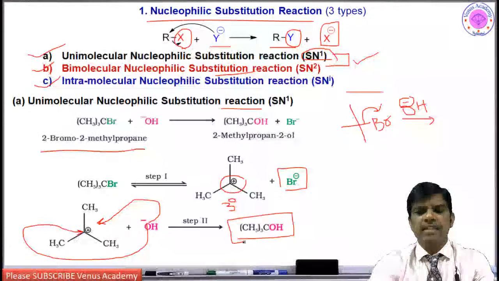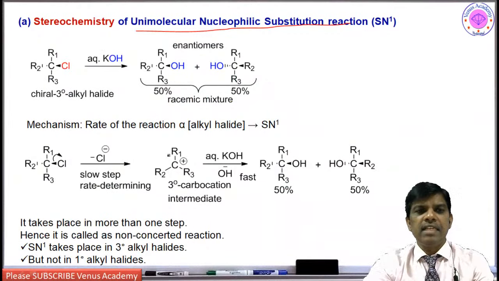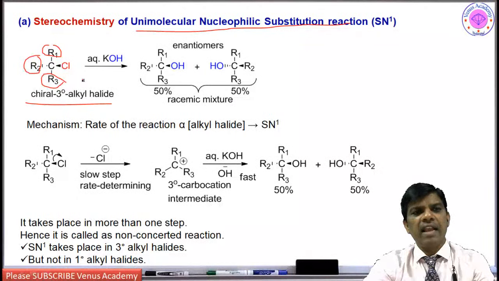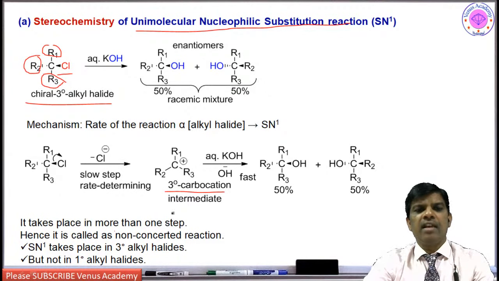So in a similar manner, the stereochemistry of the unimolecular nucleophilic substitution reaction. What is happening? Since it is forming a carbocation, let us say R1, R2, R3 are different groups, and it is a chiral compound. I am going to explain what chirality and optical activity are in this video itself. If it is a tertiary alkyl halide and an optically active chiral compound, when I treat it with OH minus, what is happening in the first step? It is the slowest step, where it loses the chloride ion to give a tertiary carbocation, which is an intermediate.